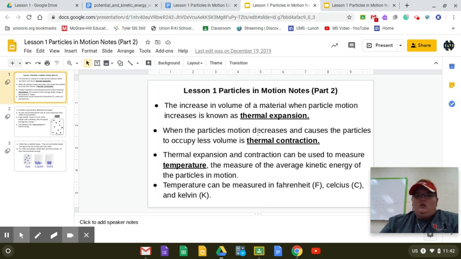Okay, so the increase of material volume when particle motion increases, or when particles decrease, they're going to decrease. The particles are going to move slower when they lose energy. Okay, so when it's colder, they're going to move much slower. So they're taking away the heat. So thermal expansion, you're adding heat. It's going to move faster. The particles will move faster. Because they're moving faster, they're bumping into each other. They make it expand. Okay, we're going to see this for just a second here, but it's typically in bridges.